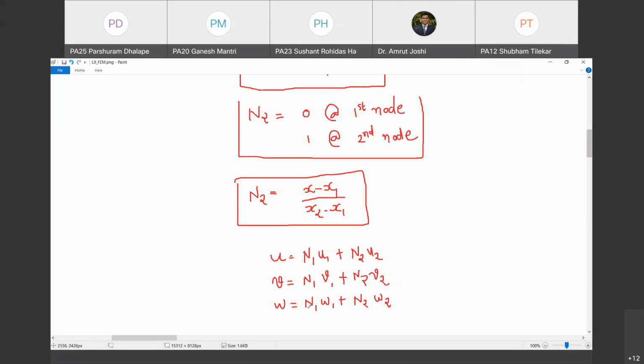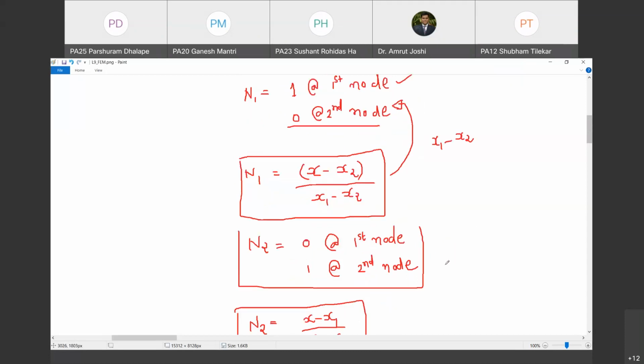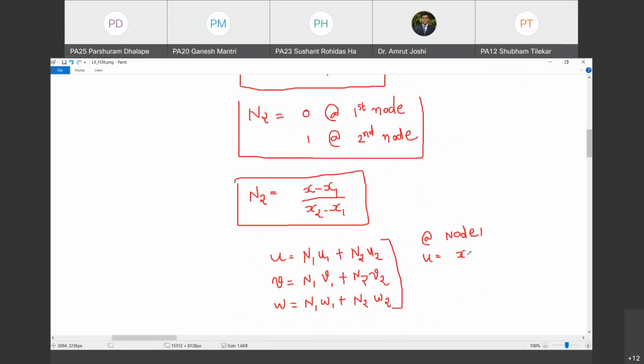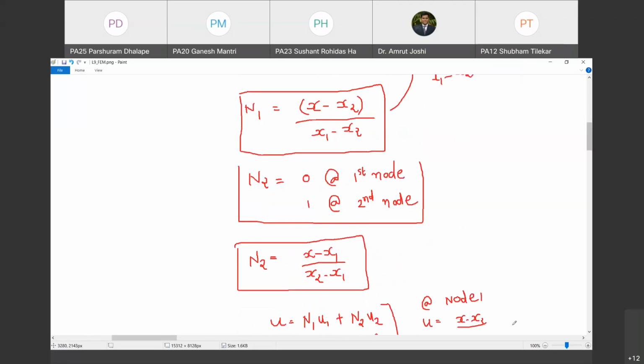Are you with me? Now, let us try and calculate the value of u using this expression at node 1. At node 1, so tell me, at node 1, what is the value of x? So what should I write? U is equal to n1. What is n1? X minus x2 upon x1 minus x2.